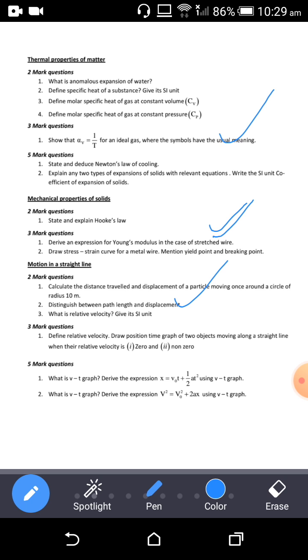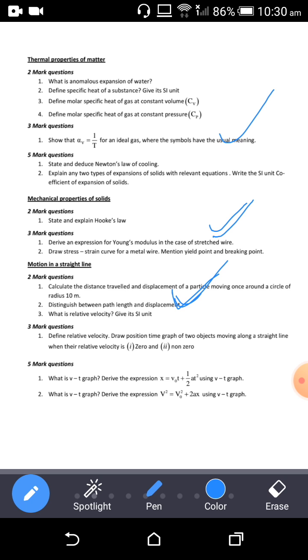So next, coming to the 3 marks questions. Usually they ask this itself for 3 marks: distinguish between path length and displacement. Either that question can be asked for 2 marks or for 3 marks. It depends. That is the first question.